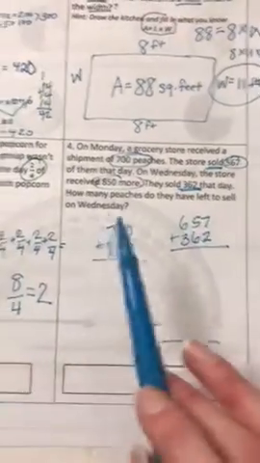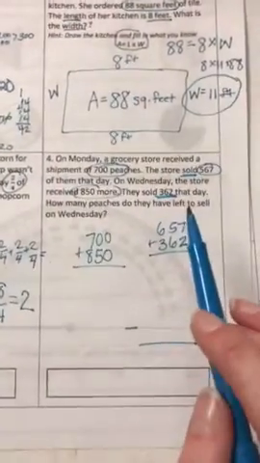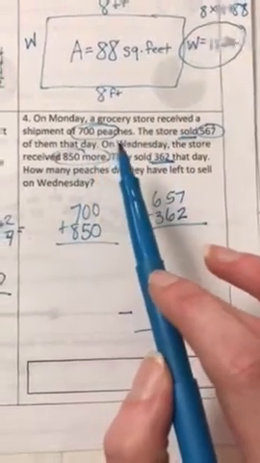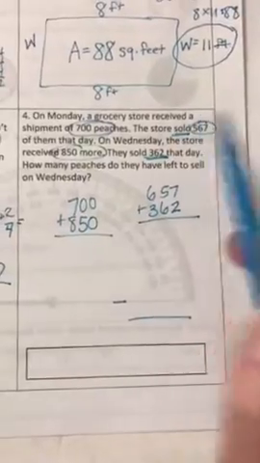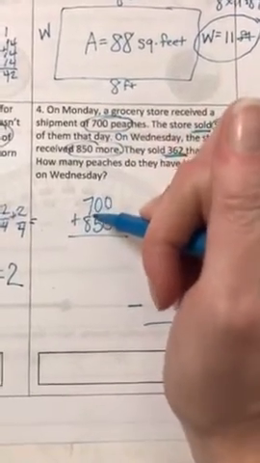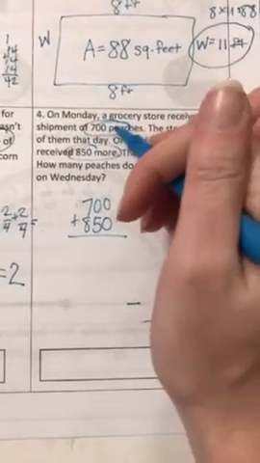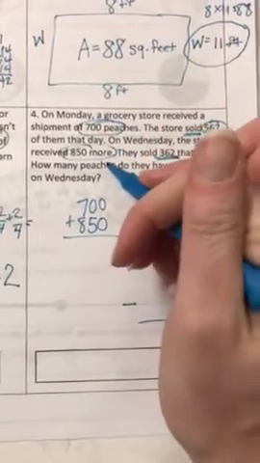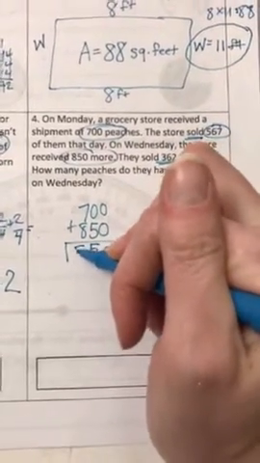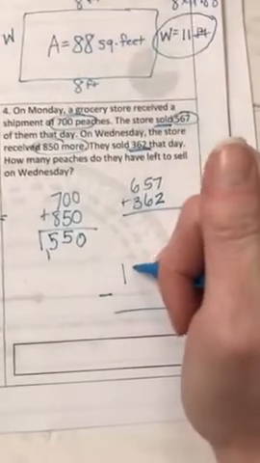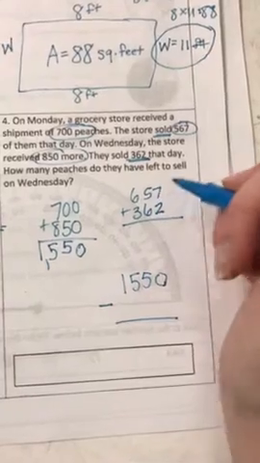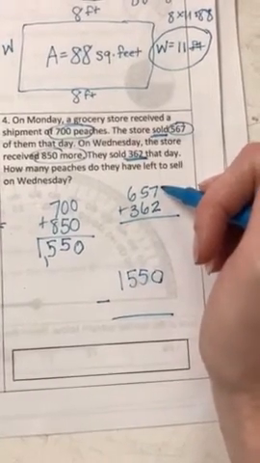This is why it's important, guys, that you're showing all your work on your homework. On Monday, a grocery store received a shipment of 700 peaches. Does this one sound familiar to anybody? There's a couple ways you can do this. This is just maybe easier for some of you. If you add the peaches that they received first, you're going to get 1,550, okay? Then I can add what they sold. So they sold this much Tuesday, Monday and this much Wednesday.